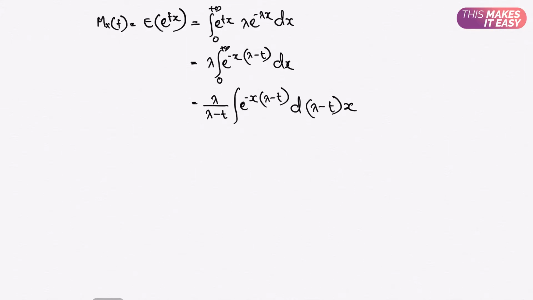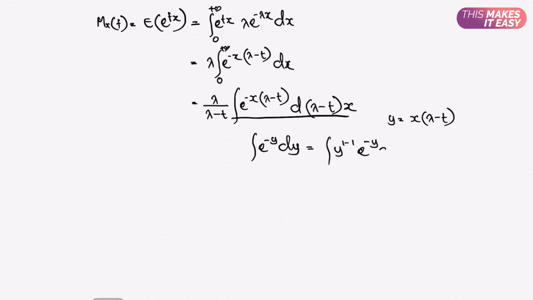Now I am assuming y is equal to x times lambda minus t. This part can be written as, this is also equal to saying, this is nothing but the gamma function, that is gamma 1. If instead of 1 here it is n, then it will be gamma n.